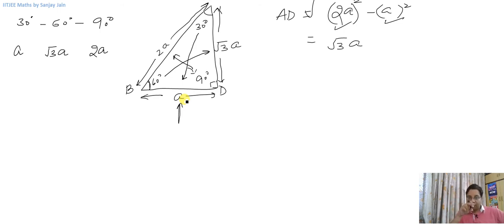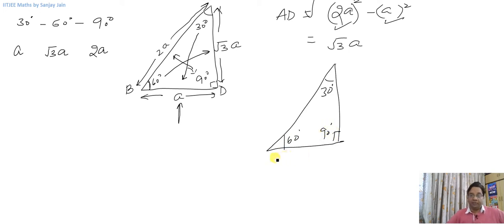What I mean is this ratio will always be intact in a 30, 60, 90 triangle. For example, if you have any 30, 60, 90 triangle and you are given only this length, which is opposite 30 degrees, to be 5, let us say, centimeters.